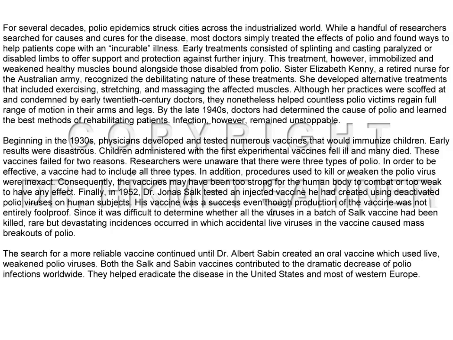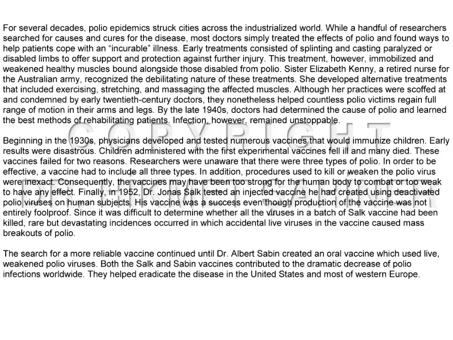Infection, however, remained unstoppable. Beginning in the 1930s, physicians developed and tested numerous vaccines that would immunize children. Early results were disastrous. Children administered with the first experimental vaccines fell ill, and many died. These vaccines failed for two reasons. Researchers were unaware that there were 3 types of polio. In order to be effective, a vaccine had to include all 3 types.